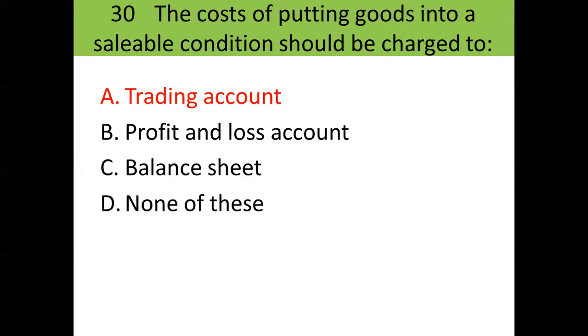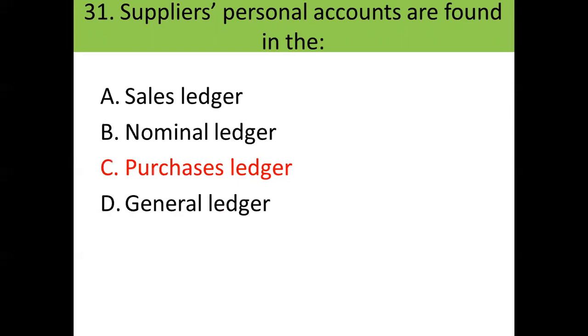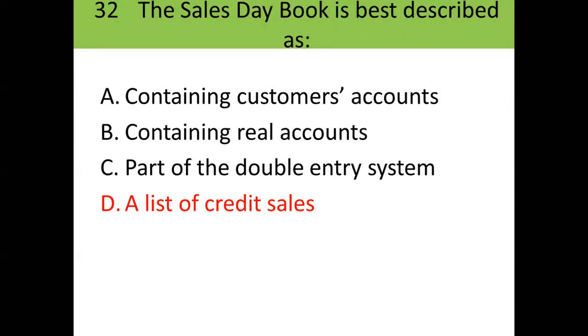Question 30. The cost of putting goods into a sellable condition should be charged to trading account. Yes. Question 31. Suppliers' personal accounts are found in the purchase ledger. The sales day book is best described as a list of credit sales. Yes, as it is a sales day book, it is a book which records all debtors or all credit sales we made.